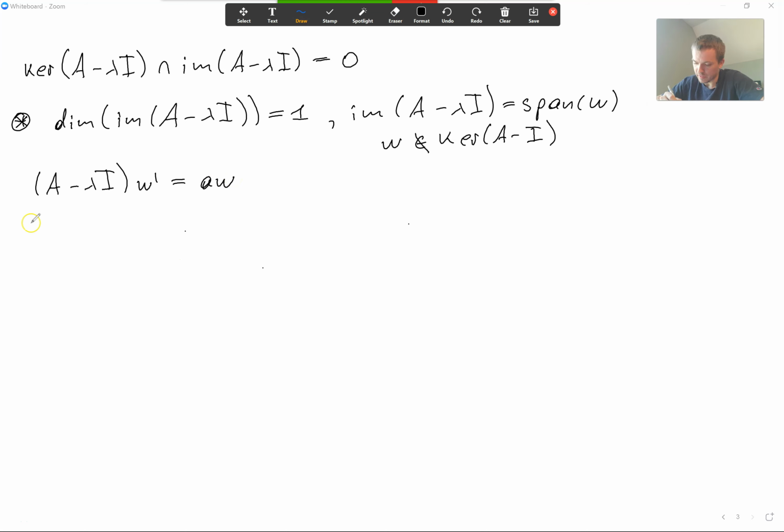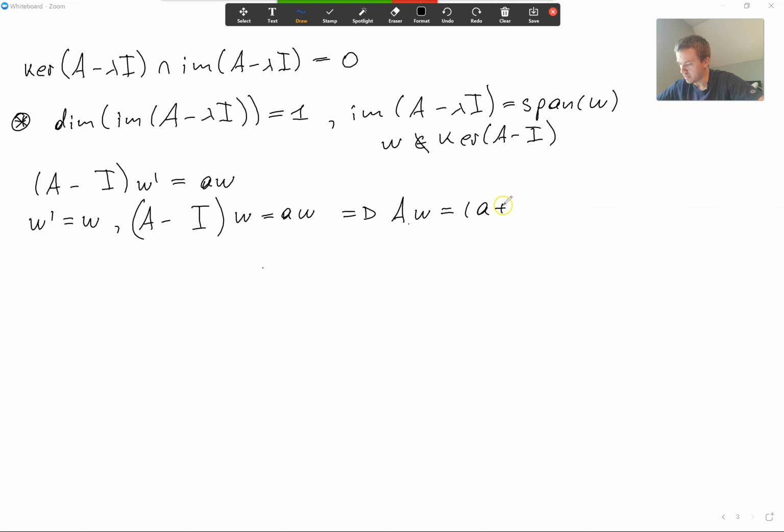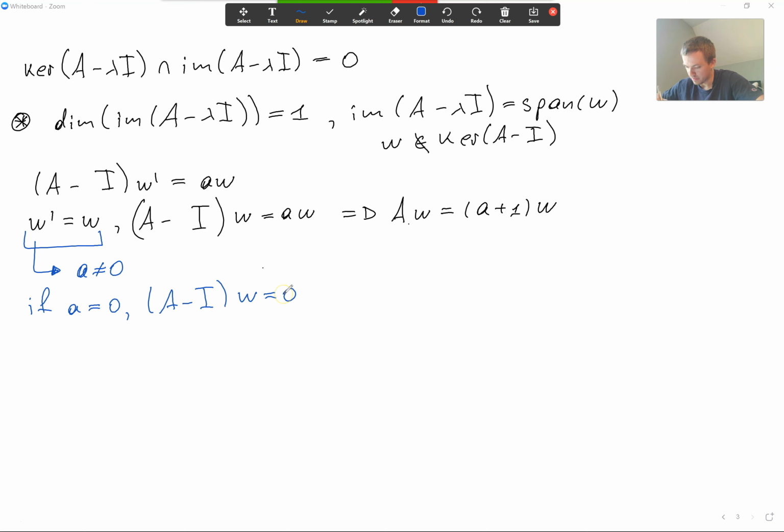But then what can I take? I can take w prime equal to w, and I will get A minus lambda, sorry, lambda in this case is equal to 1. W prime is w, so it equals a w. So from here I'm going to take this minus I times w to the right hand side, so we'll get a w is equal to (a plus 1) w. And remember, when we chose w prime equal to w, in this case we assume that a doesn't equal 0, because if a is equal to 0, then we have that (A minus I) w is equal to 0. So from here it follows that w belongs to the kernel of A minus I, but we assumed that w doesn't belong to the kernel, so that's why a doesn't equal 0.